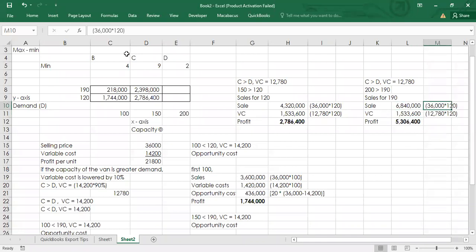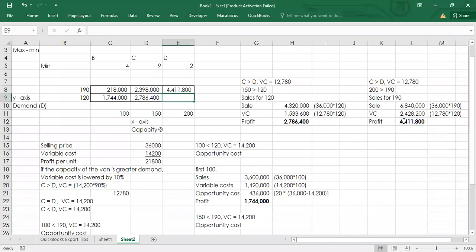And then our variable cost will be equal to the reduced variable cost, which is 12,780 times the number of units, which is 190. So this time it gives me a profit of that much. And that's what you bring here. That's for 190.